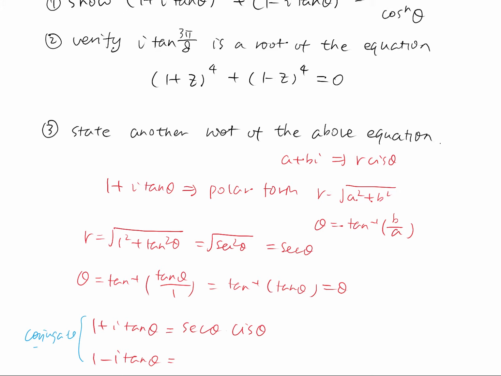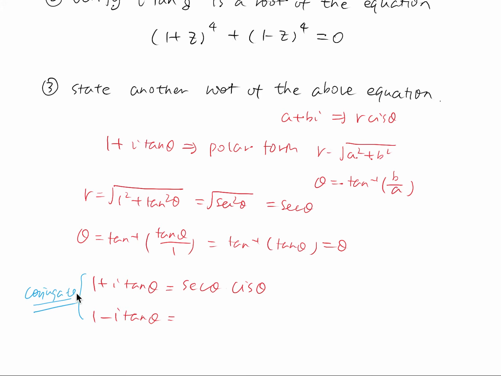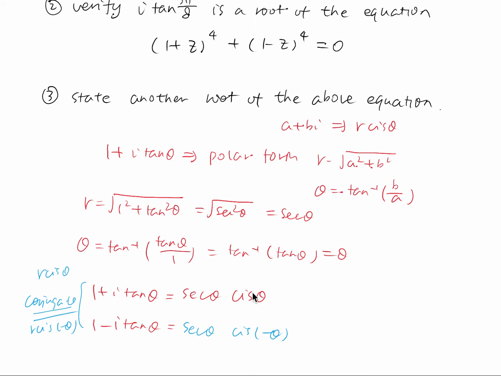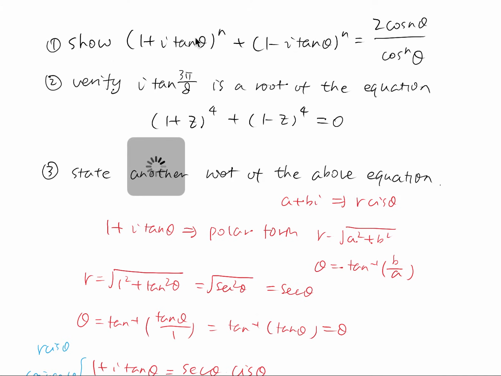If two complex numbers are conjugates of each other, in polar form one would be r cis θ and the other would be r cis minus θ. You don't really need to do anything. You just copy the same thing down and replace θ by minus θ, so we have sec θ multiplied by cis minus θ. That's the entire thing, and then we can simplify.